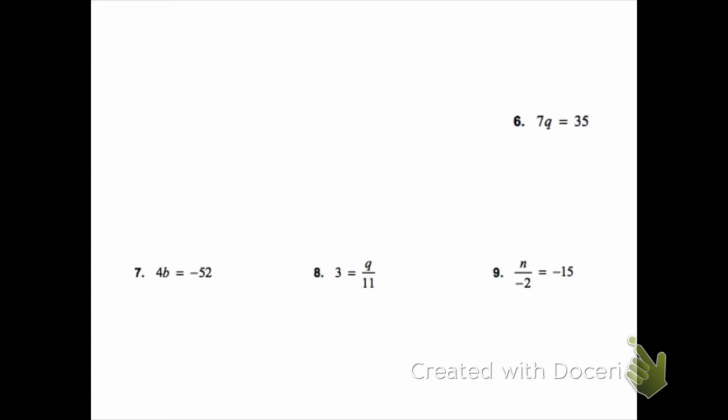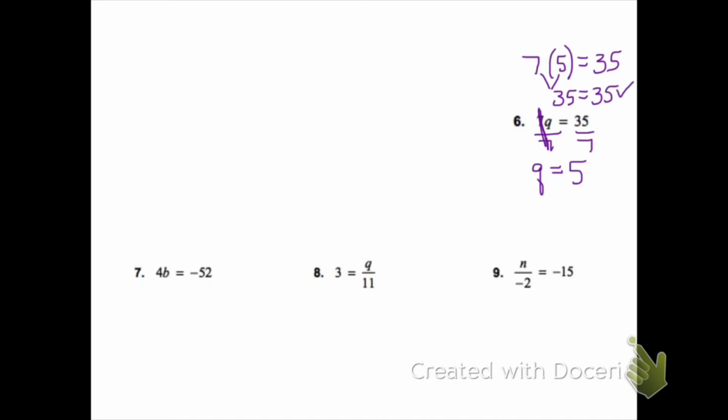So examining the problem in 6, I see 7 times q is equal to 35. So I want to undo my multiplication with division. So I'm dividing both sides by 7. This becomes 7 divided by 7 is 1. So we get 1q. Okay, 1q is equal to, and then 35 divided by 7, which is 5. So now to check my work, substitute in the 5 for the q. It's supposed to equal 35. 7 times 5 does equal 35. And we know that we've done it right.